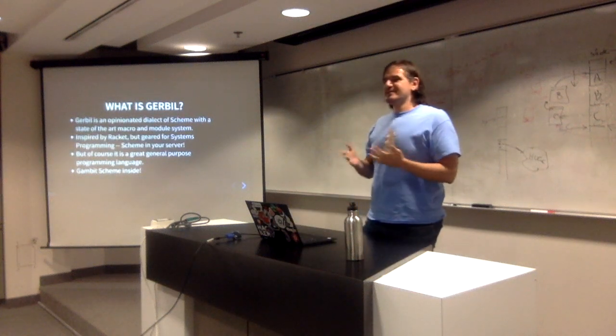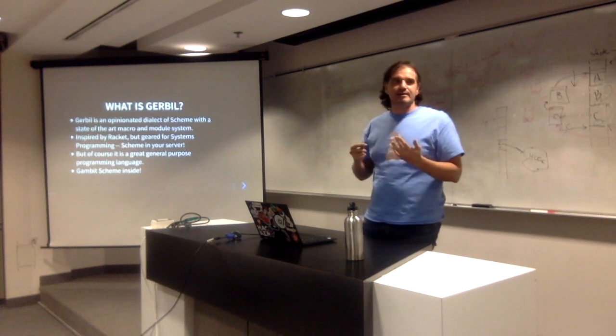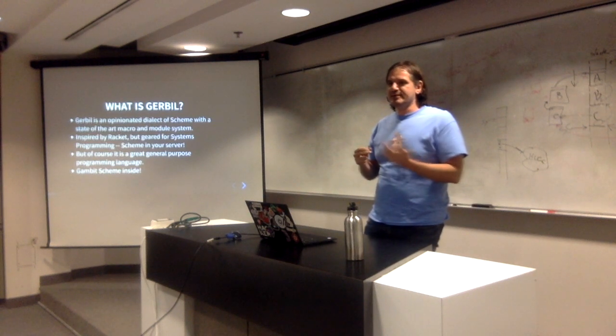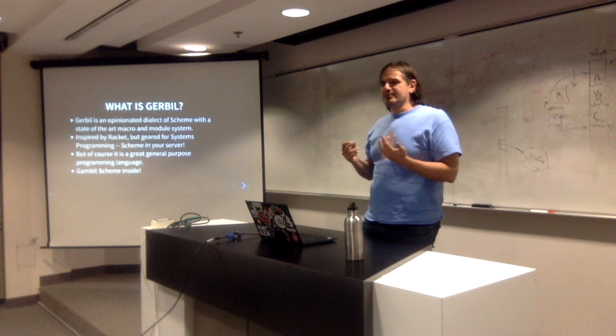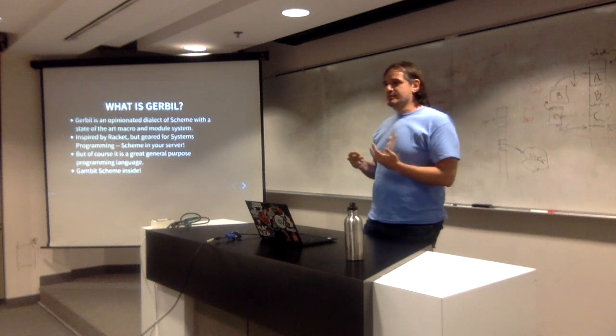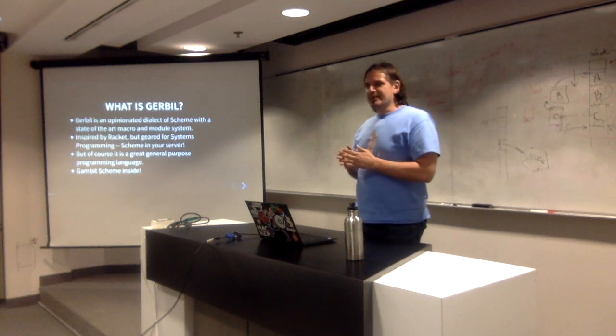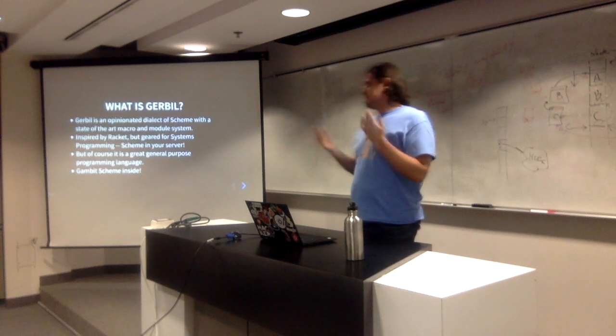Well, Gerbil is a Scheme dialect, above all, that is a state-of-the-art meta-modeling system. It was inspired by Racket because they have some amazing technology when it comes to metamodularity. But Racket is mostly an academic project, and it's hard to write code that actually runs efficiently on your servers or on your phones or anything else. So Gerbil was created with Racket inspiration on top of Gambit because I love Gambit.